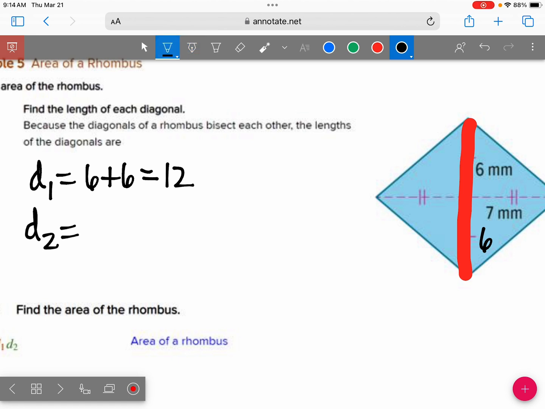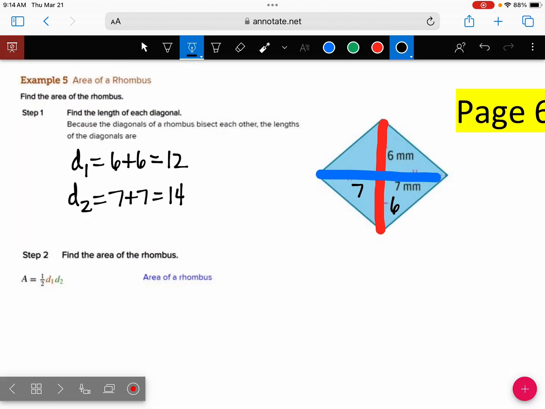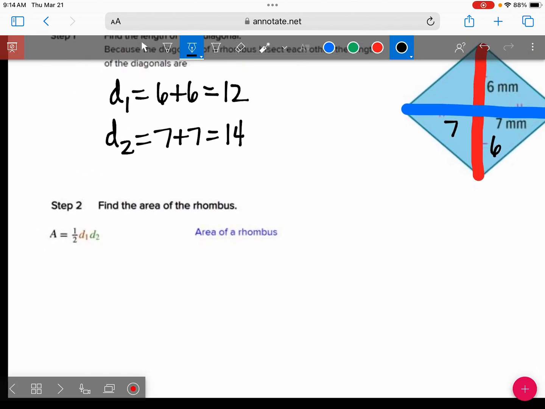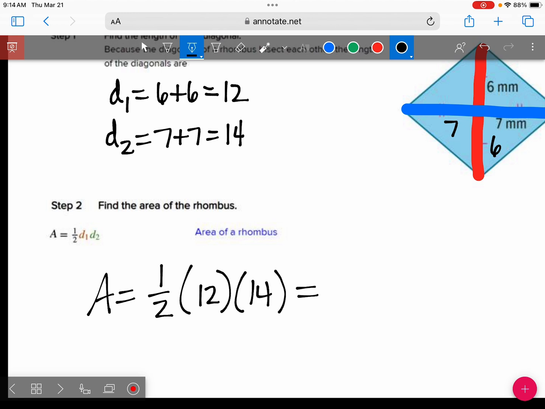Diagonal 2, which goes from here to here, is equal to what plus what? 7 plus 7, good. And 7 plus 7 is 14. So to find the area, step 2, area is going to equal 1/2 of 12 times 14. So pick up your calculator, type that in.